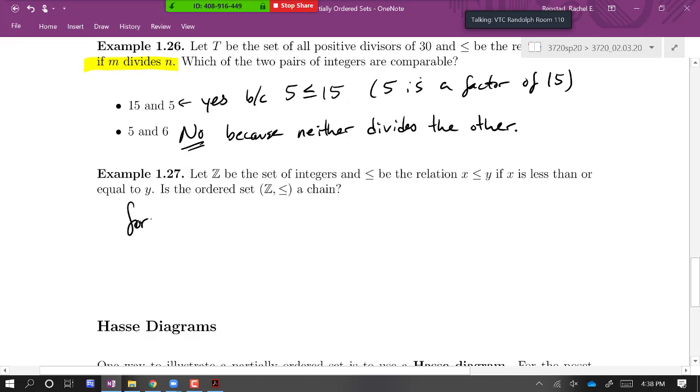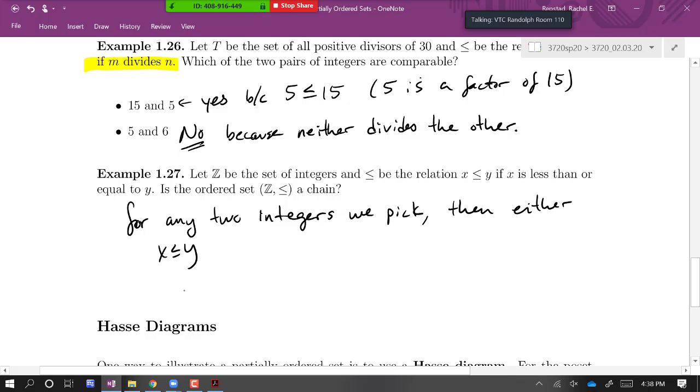And basically, we just want to make the observation that for any two integers we pick, either x is related to y or y is related to x. X is less than or equal to y, or y is less than or equal to x must be true. One of them has to be the case. And so that means that the set of integers, along with this partial ordering, is in fact a total ordering.